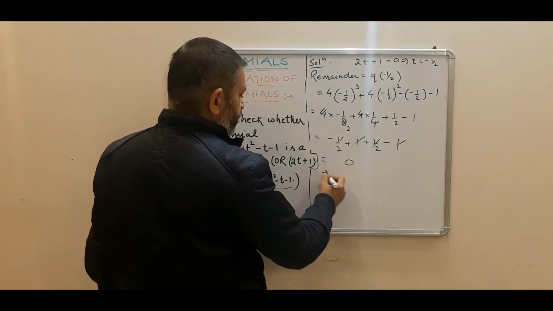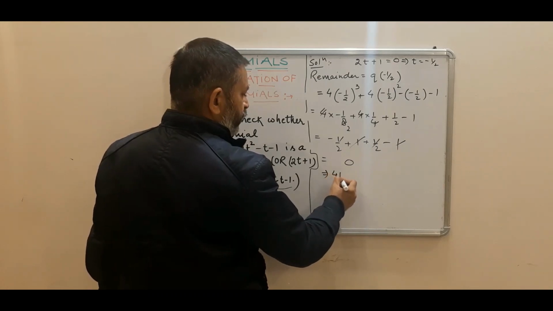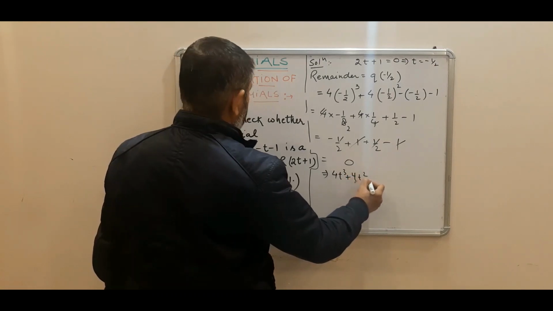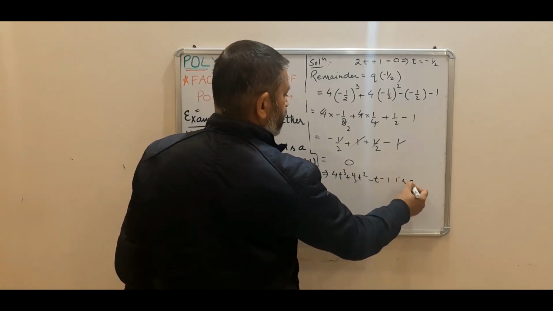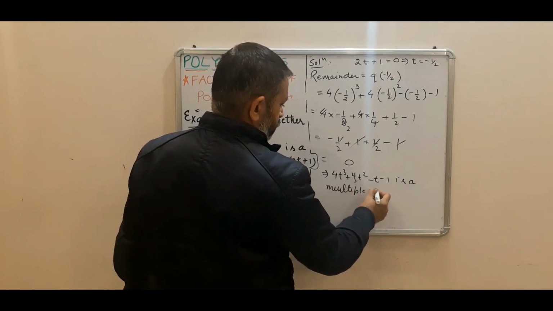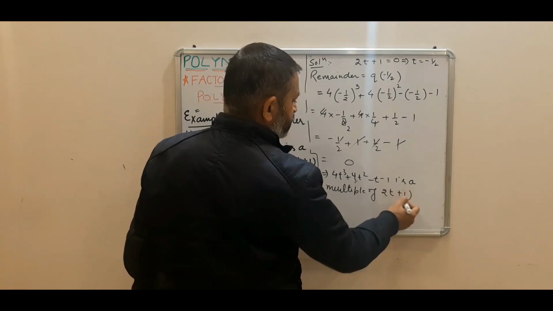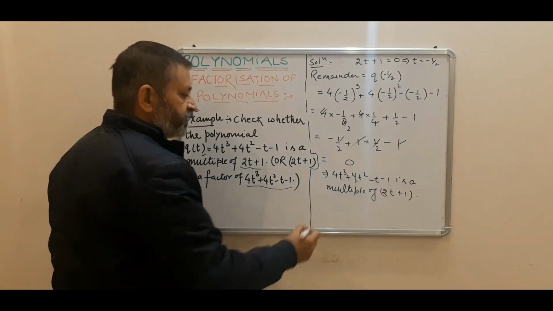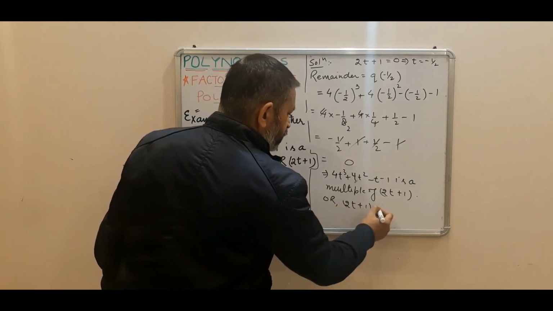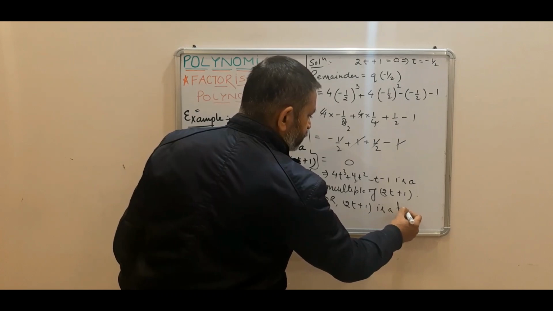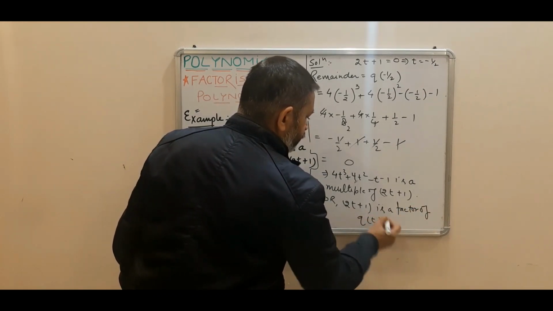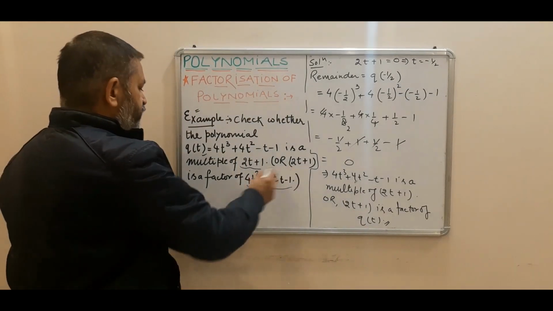It means we can say that 4t^3 + 4t^2 - t - 1 is a multiple of 2t + 1, because remainder is 0, it means it is divisible by 2t + 1, or in other words we can say that 2t + 1 is a factor of this given polynomial q(t). So it shows that 2t + 1 is a factor of this.